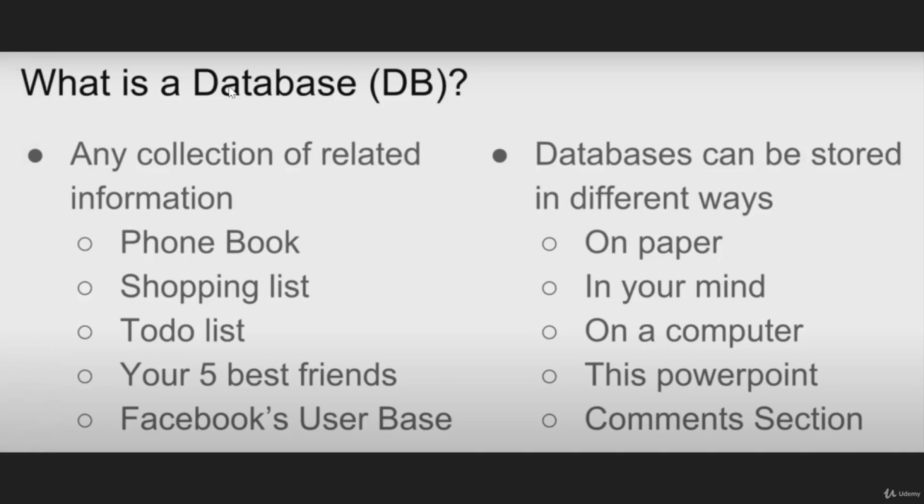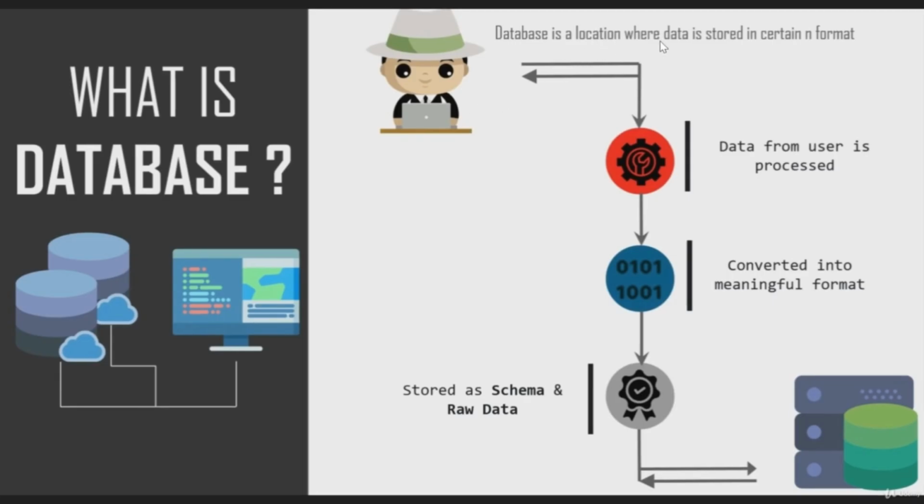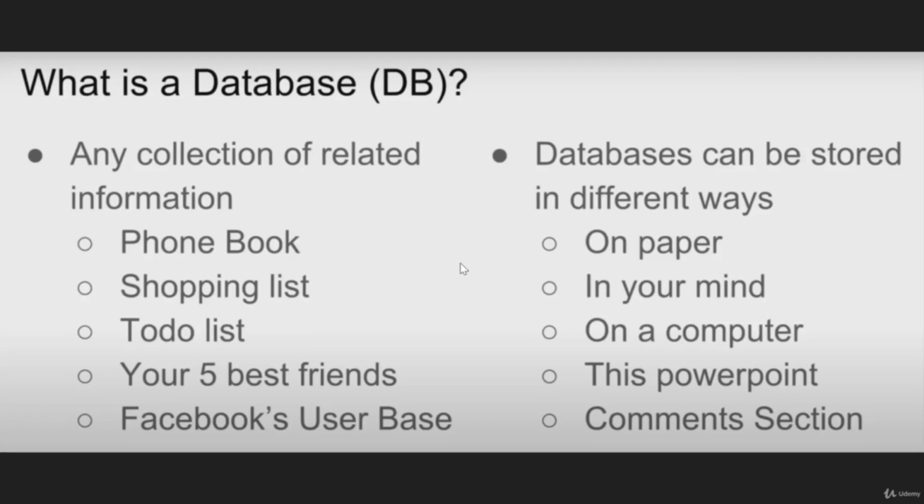For example, what can be a database? Your phone book is your database, because in your phone book you have numbers. Shopping list is also database, because all elements in the shopping list are the data, and your shopping list is database. Database is the location where data is stored. You can see this shopping list is database, and database is the location your data is stored.